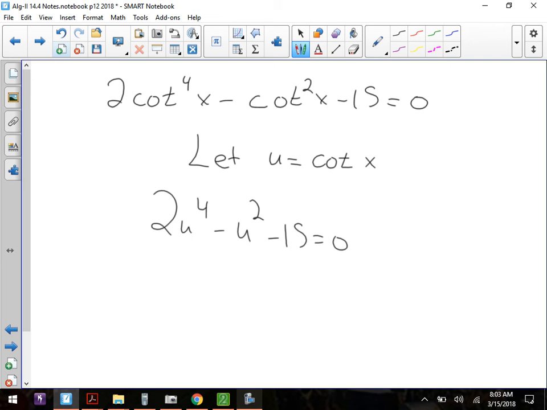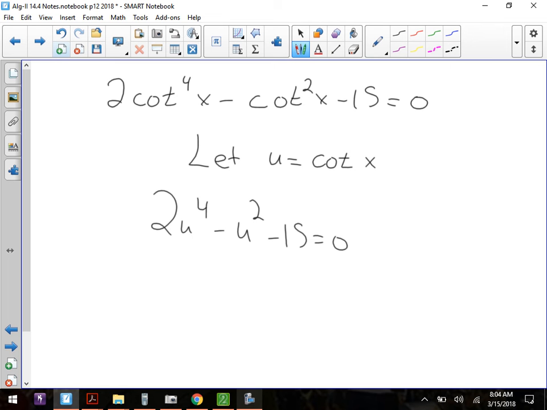Isn't that just a generic factoring problem now? Yeah. What times what is negative 30 and you add together to get negative 1? Oh, yeah. How about -6 and 5? You get the -1 in the middle.